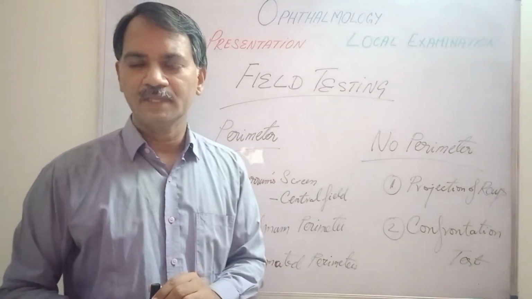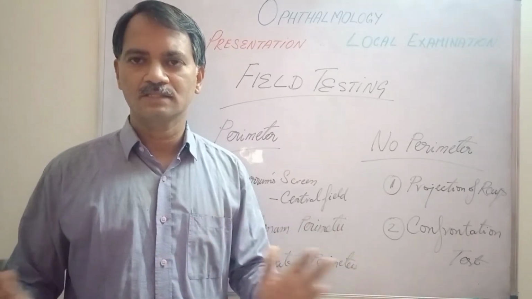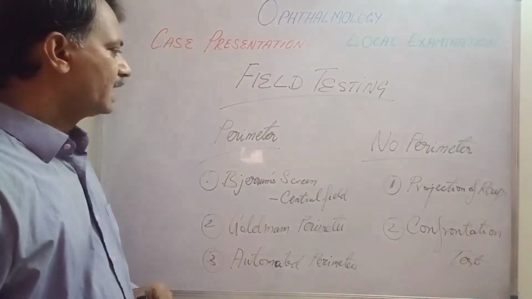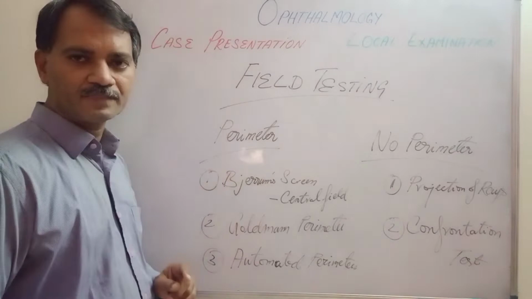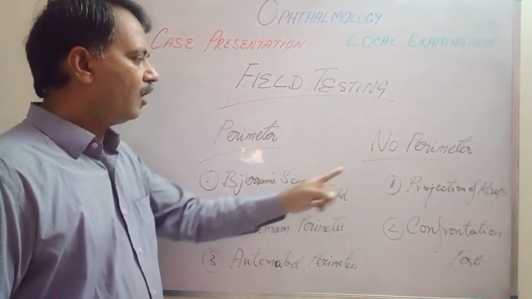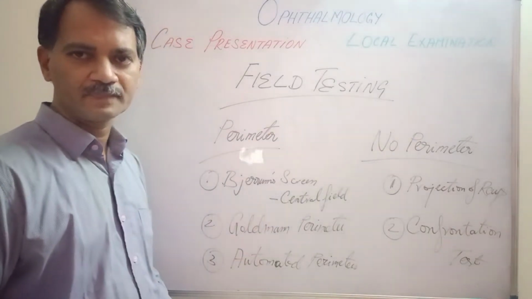Field testing is how much of area our eye can visualize. That is called as field testing. Field testing can be done in two ways using a perimeter. Perimeter is an equipment used for testing the fields, or we can do field testing without using a perimeter.